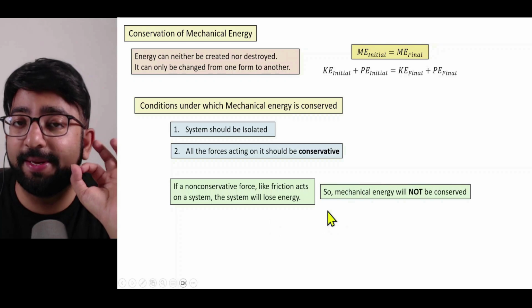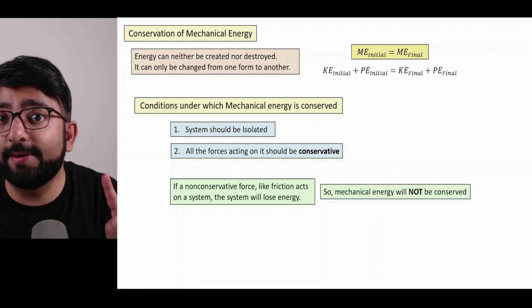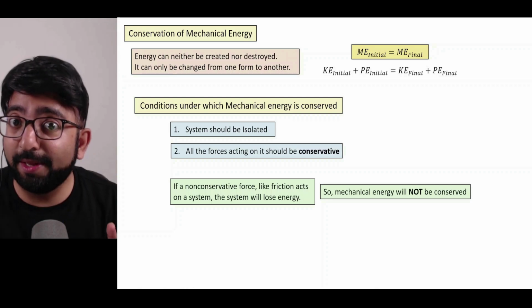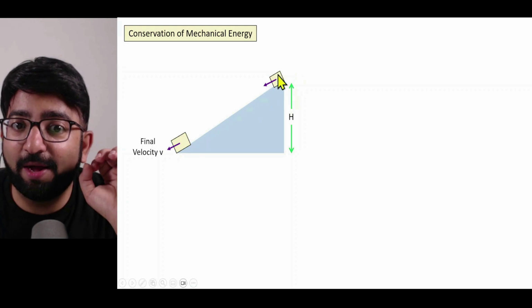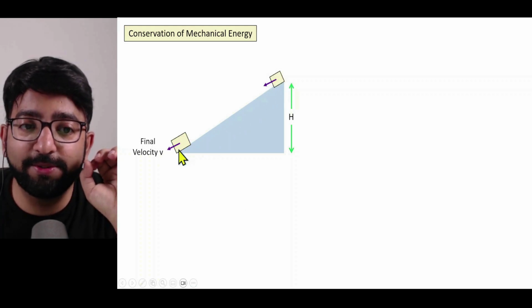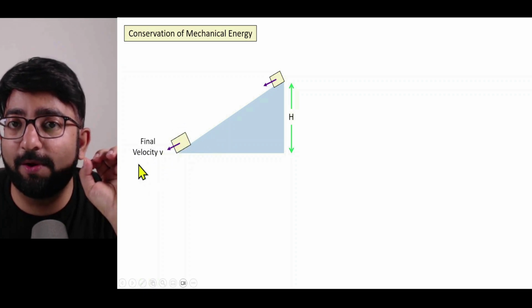So in that case, mechanical energy will not be conserved. So while solving questions, we need to be careful about the presence or absence of non-conservative forces. So again, consider we have a block which is kept on an inclined plane and it is sliding down this incline and finally reaching the bottom of the incline at the final velocity v.